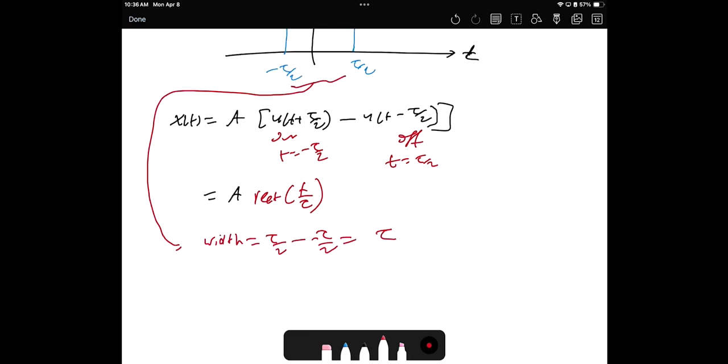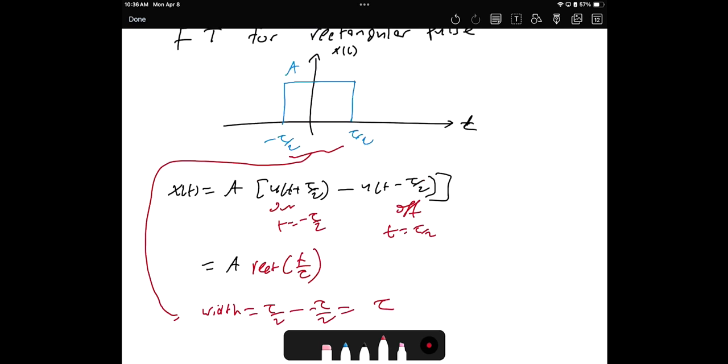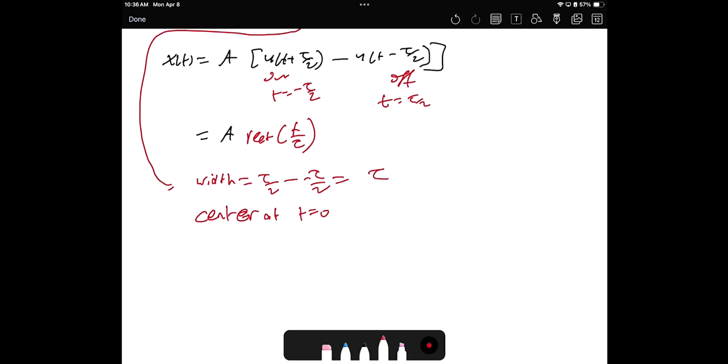The width is tau, then the center is at t equals 0. Then we can say the rect of t minus center over the width. This yields rect of t minus 0 over tau. That's how we wrote this function. We already discussed this previously. Okay, just recall so you can remember this. Then this yields rect of t over tau.